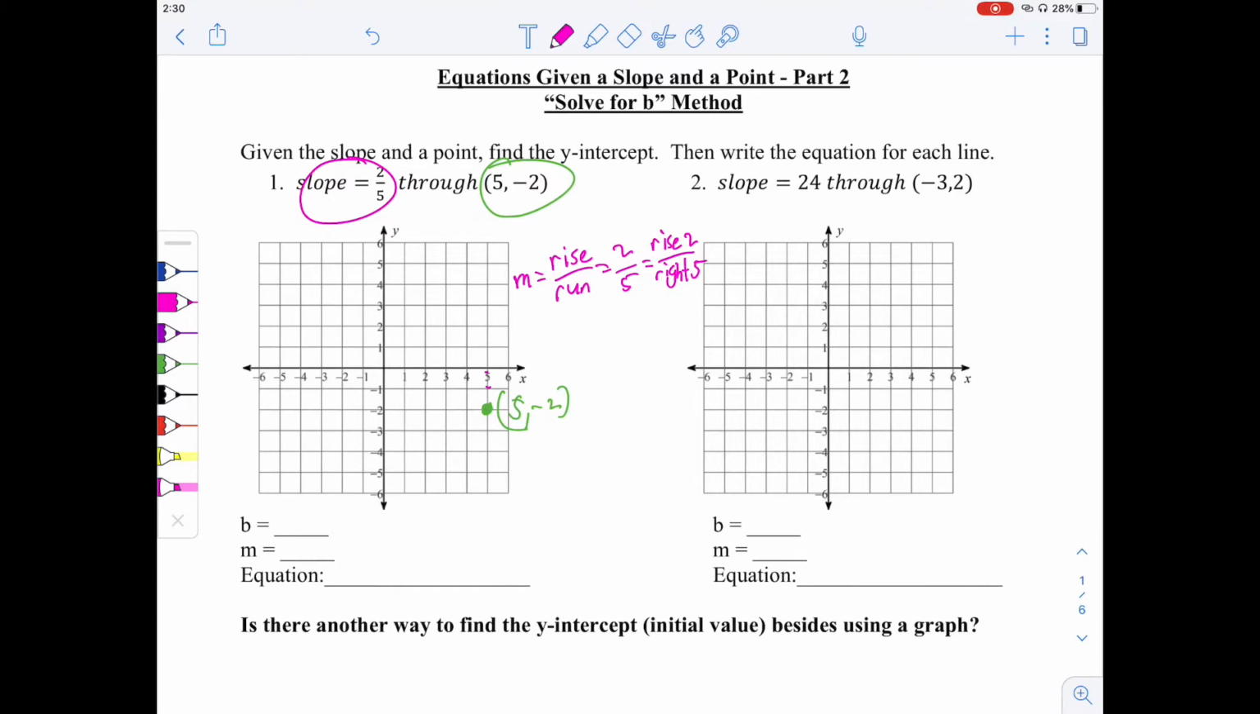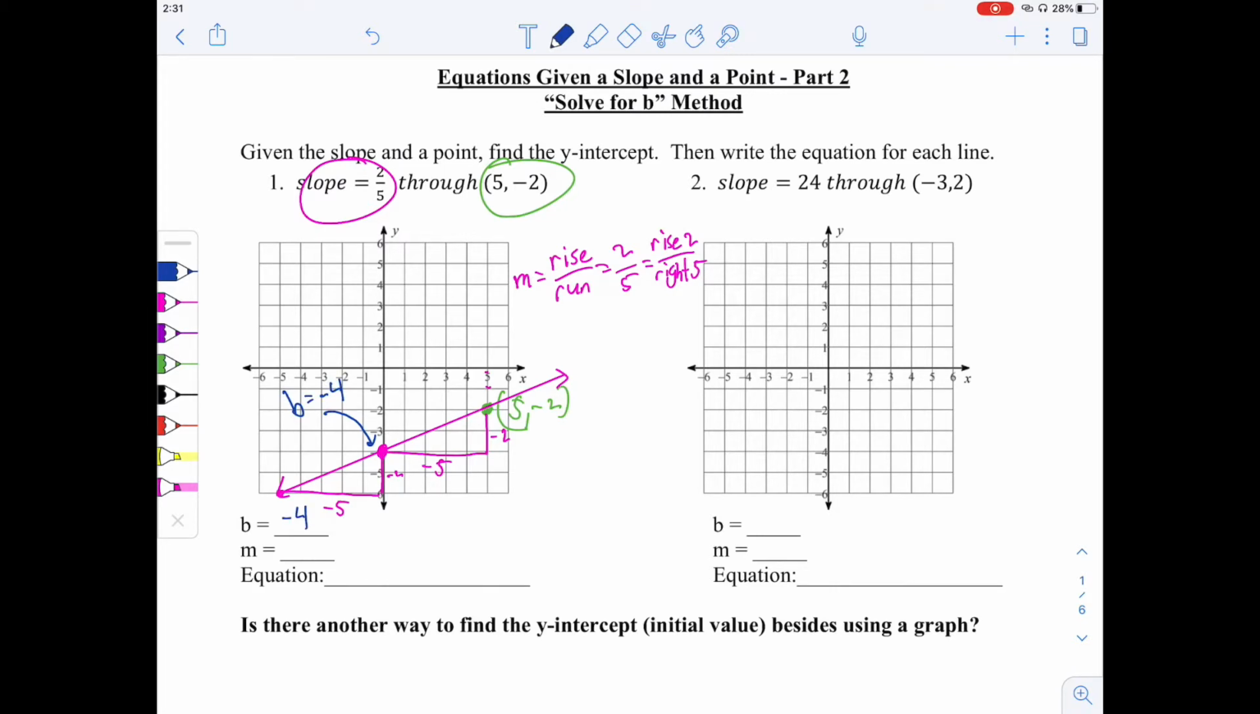Okay, so we're gonna go up 2, right 5, but we're gonna run out of space, so we need to go the other way. So we go down 2, which is -2, and left 5, which is -5. That's 1 point. Then we go down 2 again, and then left 5. That's our second point, right? And we can draw a line. And then given that, we can tell what the y-intercept is, because the y-intercept crosses the y-axis right there, so our b is -4.